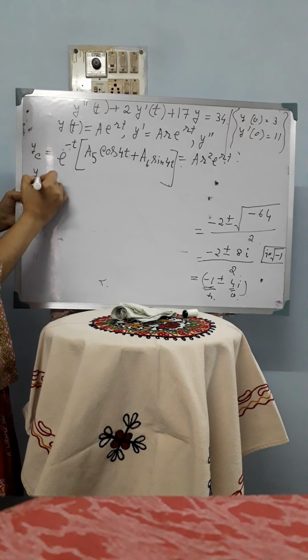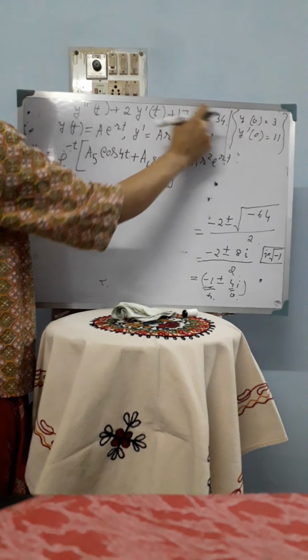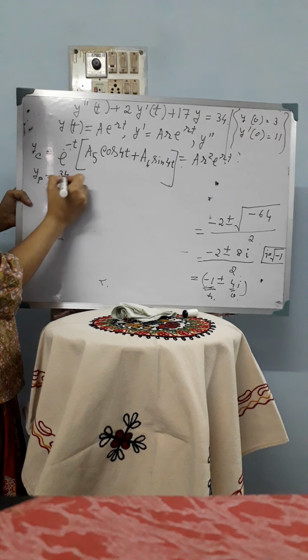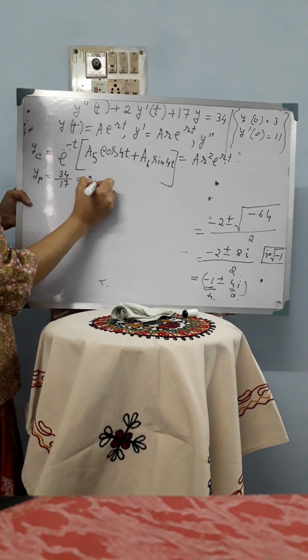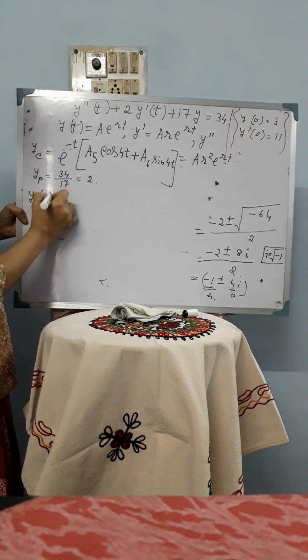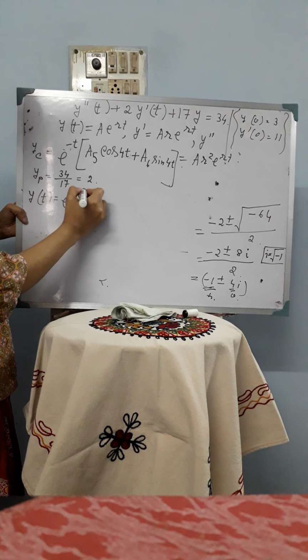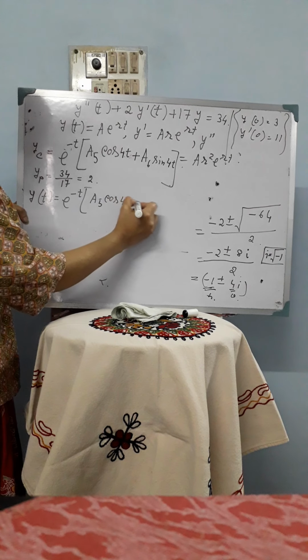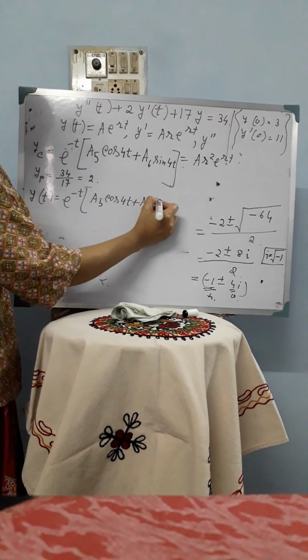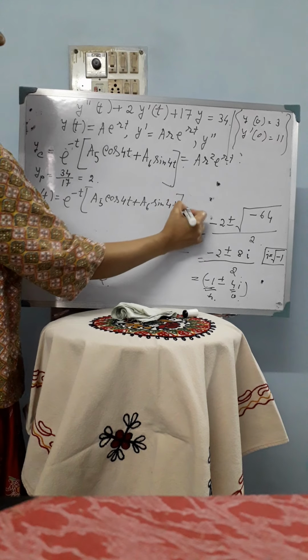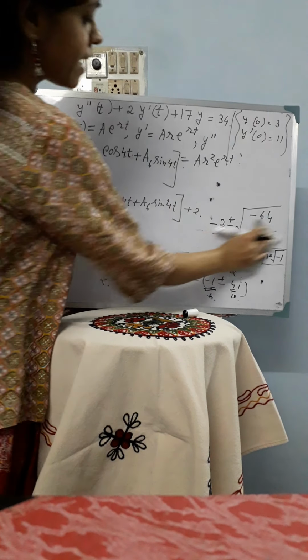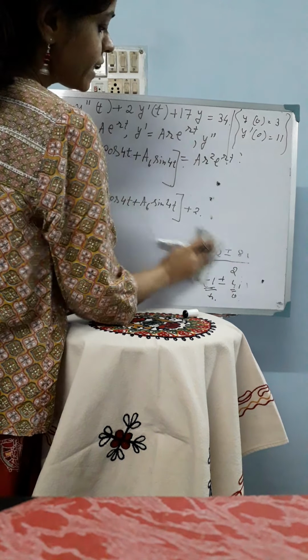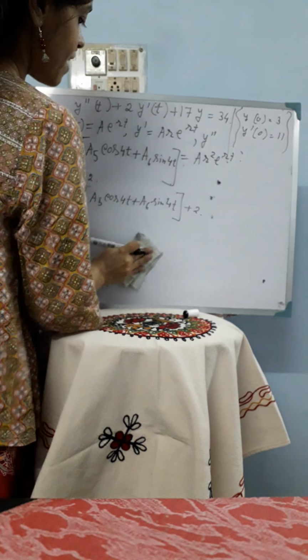And what is yp? yp is equal to 34 divided by 17, so that is equal to 2. So the complete solution is y(t) is equal to e to the power minus t times a5 cos 4t plus a6 sin 4t, plus 2. Now we have to use the initial conditions to get the specific values of a5 and a6, and therefore we will get the specific solution of the second order differential equation.